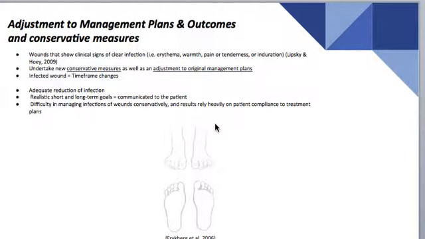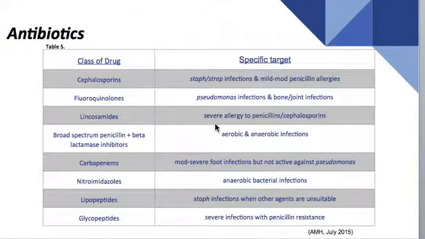Delayed wound healing becomes inevitable once a wound becomes infected. Therefore, treatment needs to be tailored to see a reduction of infection, so wound healing can resume. Short and long-term goals will need to be established and communicated to the patient, so all parties are aware of expectations and possible outcomes. The patient must also be informed about the difficulty of managing infections conservatively, and results rely greatly on patient compliance to the treatment plan. Other treatment options include antibiotics and surgical interventions. These should be considered when the infection has worsened or become severe and chronic in nature.